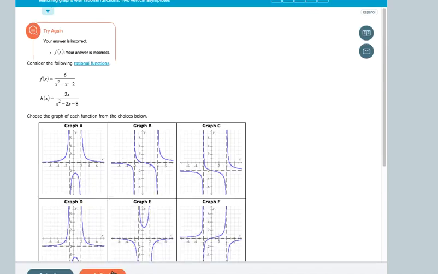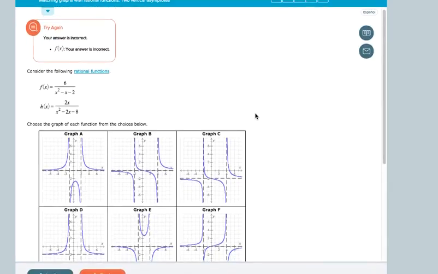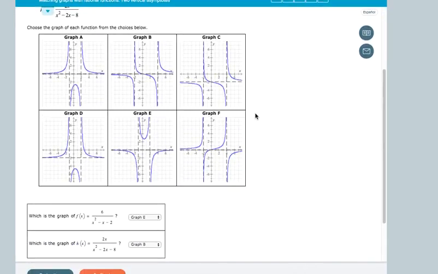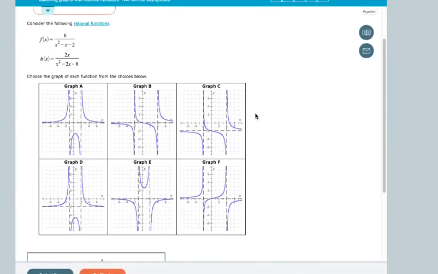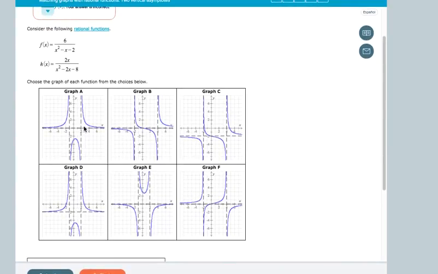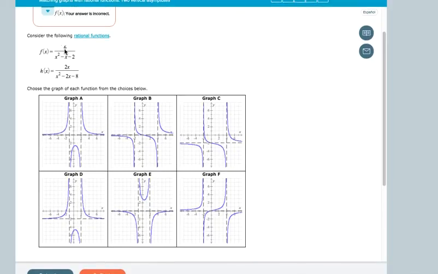Let's check that. Oh no. It says that for f of x, my graph is incorrect. Let's check 0 again. Oh, okay, I just made a mistake. When I plugged in 0, probably because I can't write anything down on here, I messed that up. So actually what it should be is 6 when we plug in 0.